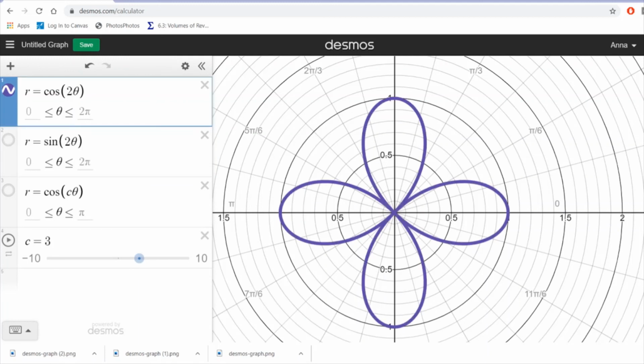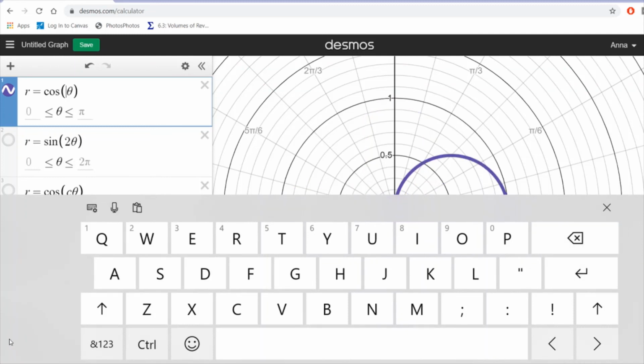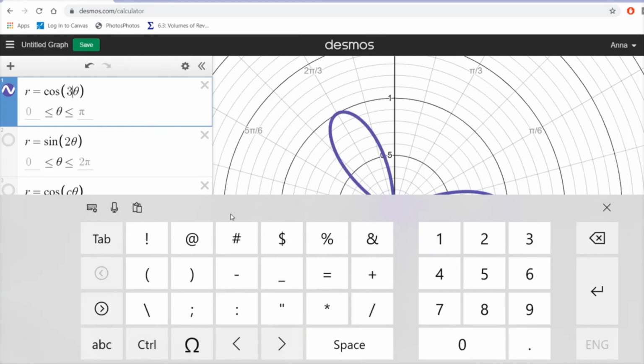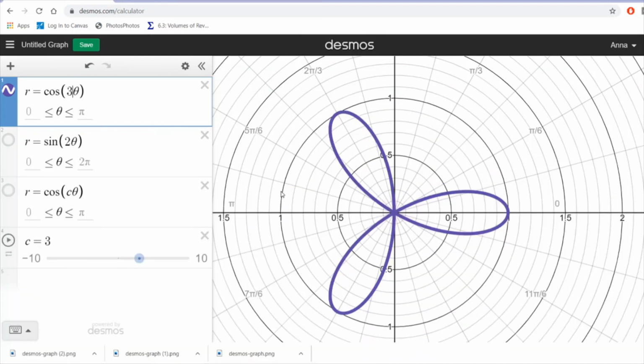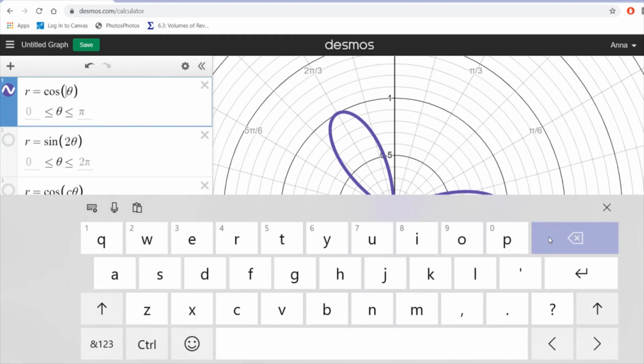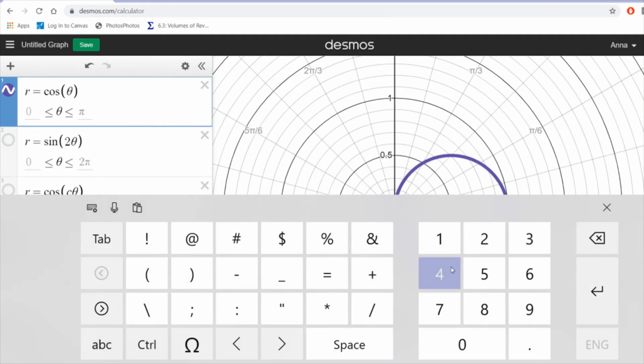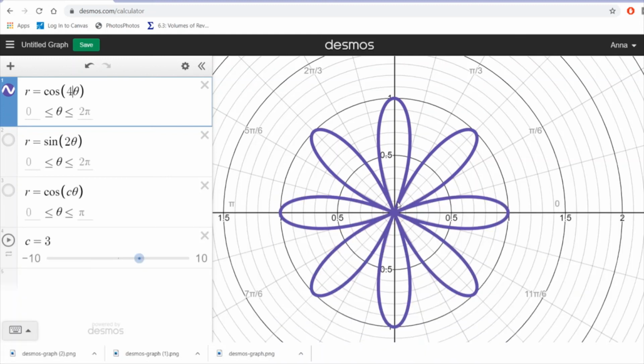So what would happen if we change the number here, that's 2, to something else? So let's look at what happens if we change it to 3. So if we change that number to 3, now our graph, instead of having 4 petals, actually has 3. And let's change it again. Let's change it to 4 this time. So we did 2, we did 3, we did 4. So when we change it to 4, now we have 8 petals.